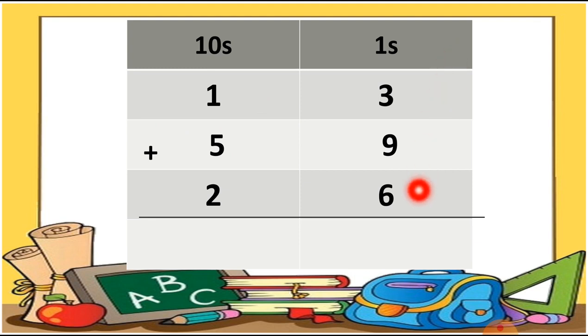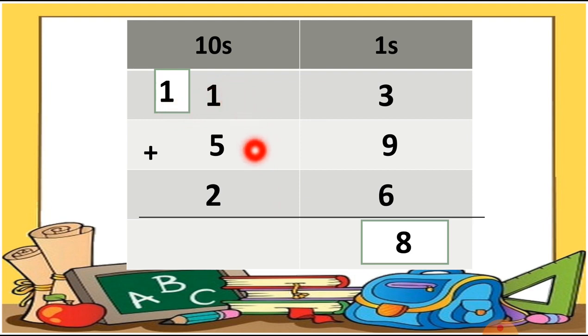Here the ones column is 3 plus 9 plus 6. So the total of this column is 18. Now from this number 18, the digit in the ones place is 8. So we can write down 8 at the ones column and 1 will move to the tens column. So here you can see 1, 8, 18. Now let's move to the tens column. Here is 1 plus 1 plus 5 plus 2. These 4 digits we have to add together at the tens column, and the total is 9. So here our answer is 98.